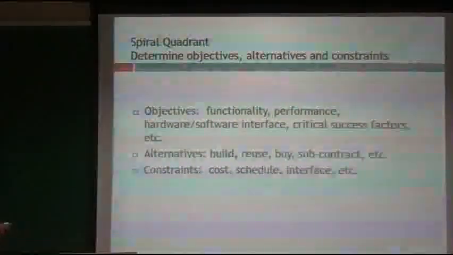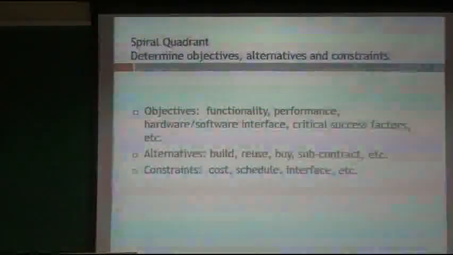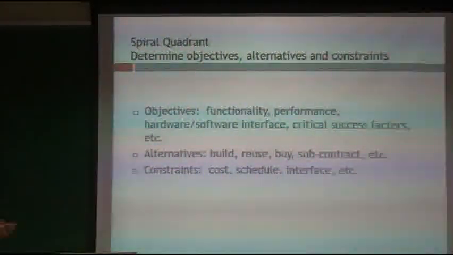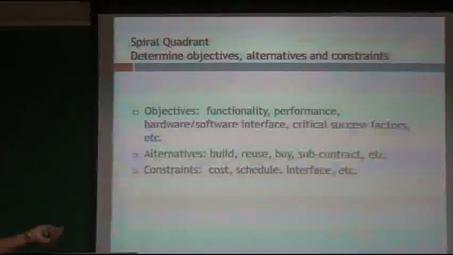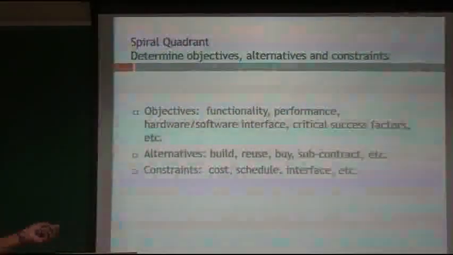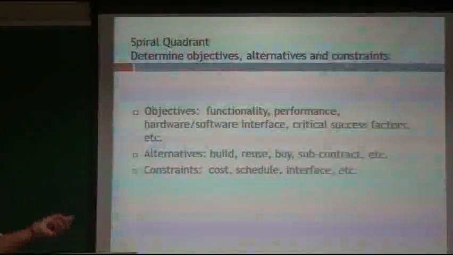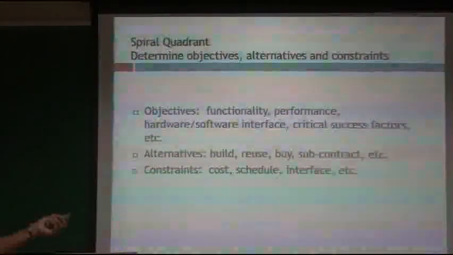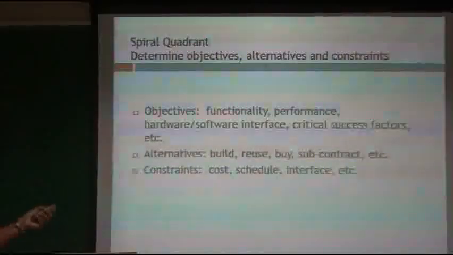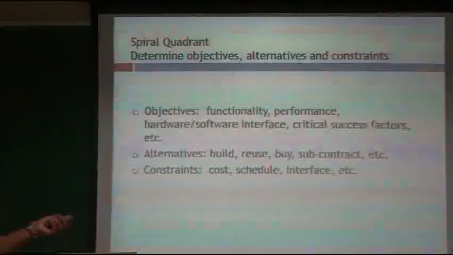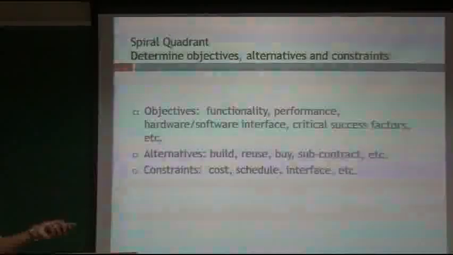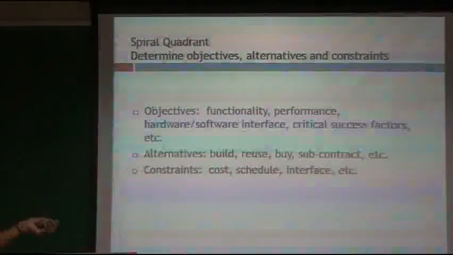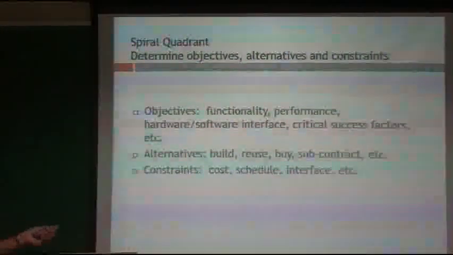In the first quadrant, determine objectives, alternatives and constraints. What is objective? What is the functionality of the system? What is the performance of the system? What is the hardware software interface? What are the critical success factors, etc. These are the objectives. What are the alternatives for developing this product? How to build, how to reuse, how to buy or subcontract, etc., based on the requirements. And what are the constraints?